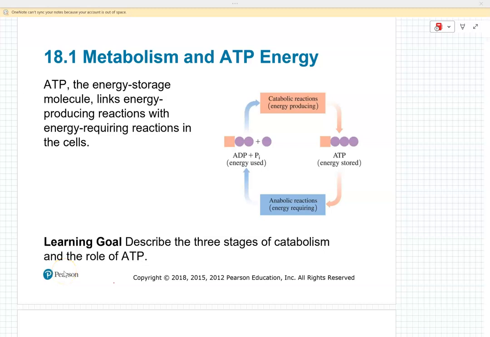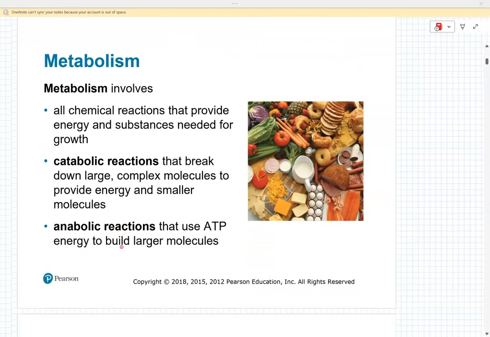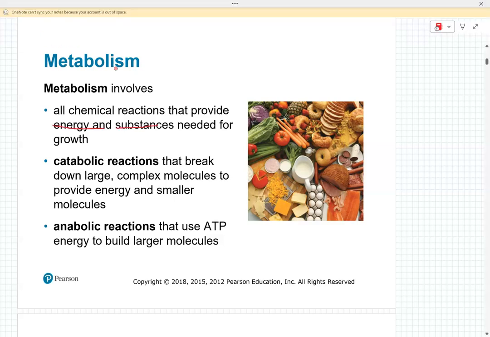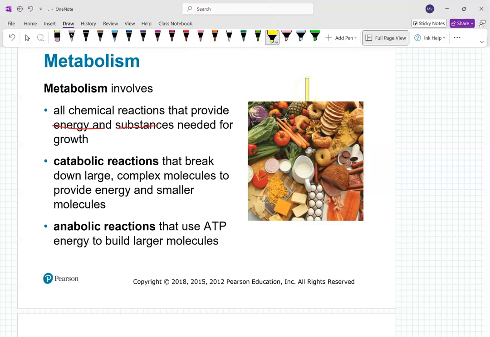So this chapter is all about how cells generate energy for their existence. And first we need to learn about the function of the molecule known as ATP. Okay, so the term metabolism refers to all reactions that provide chemical components for cellular growth. So they mention energy and substances. That's essentially what it is. Energy and substances. Okay? Energy and carbon.